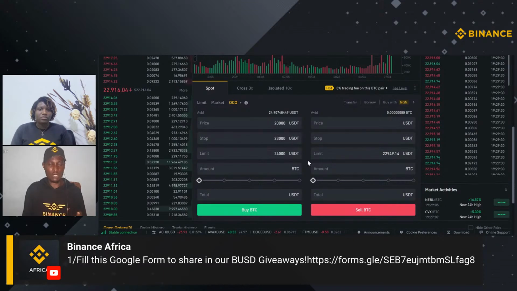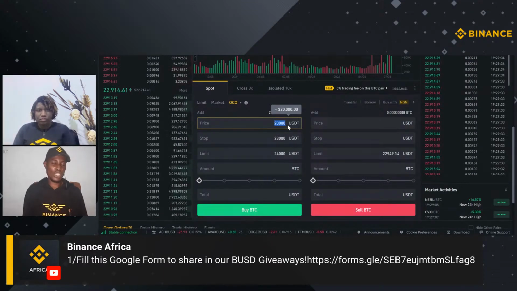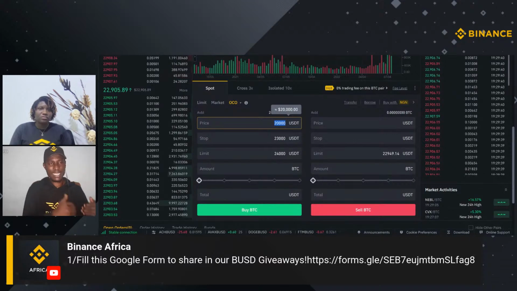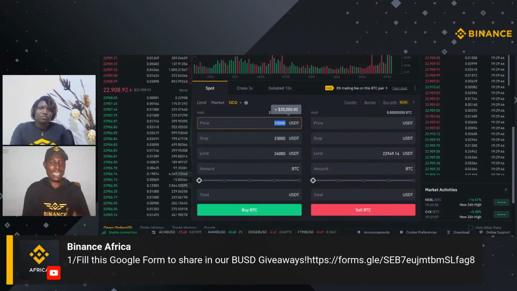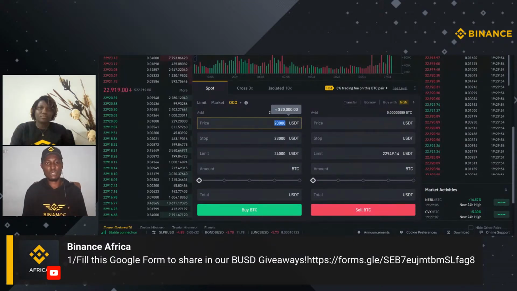So what I have done is that I've set a limit price. If the Bitcoin price drops to 20,000 USDT, my order gets filled immediately to buy Bitcoin at 20,000 USDT. If it doesn't get down, let's say it goes up and breaks resistance at, say, 23,000 USDT, then I'll have an order placed at 24,000 USDT. Then it gets filled when the market price reaches that 24,000 USDT.